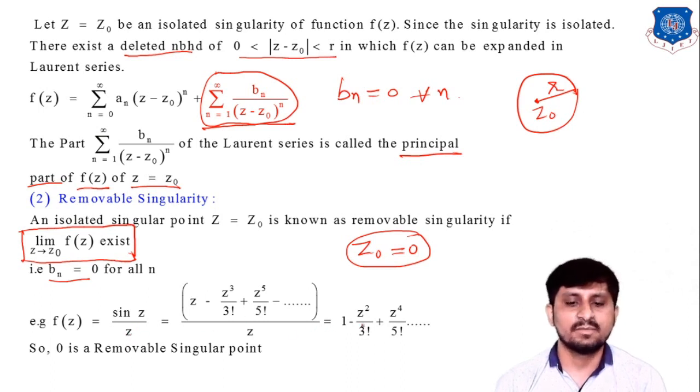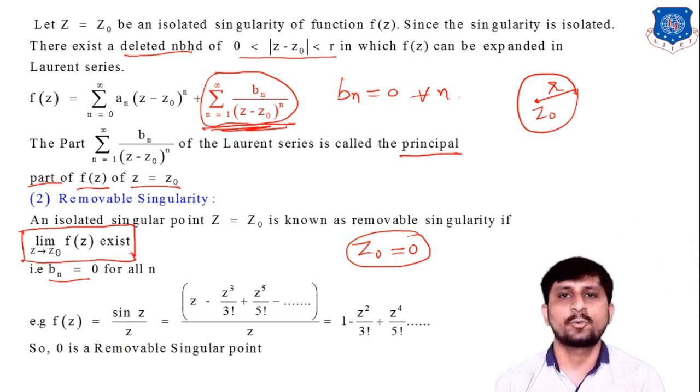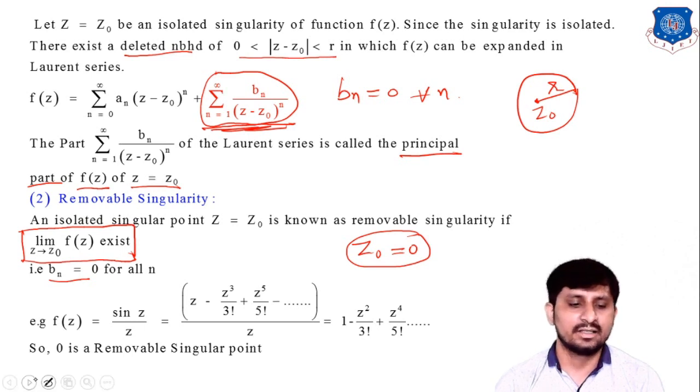Now with some simplification we get 1 minus z square by 3 factorial plus z raised to 5 by 5 factorial and so on. Now you can easily understand that this is the series where there is no term of 1 upon z, 1 upon z square, 1 upon z cube. So this part is 0, principal part is 0. Clear? So that's why the function f of z equals sin z upon z has singular point 0, and 0 is a removable singular point. Clear?